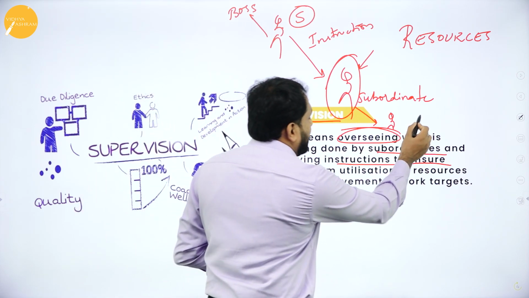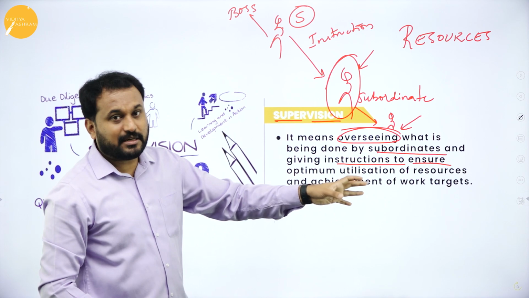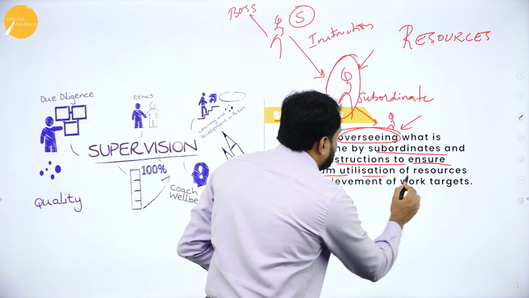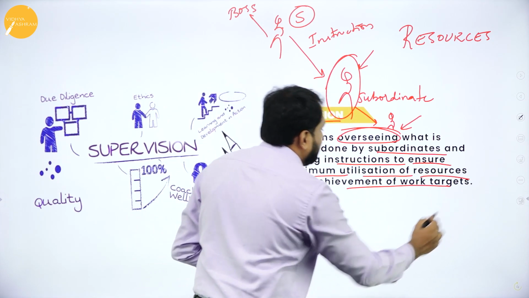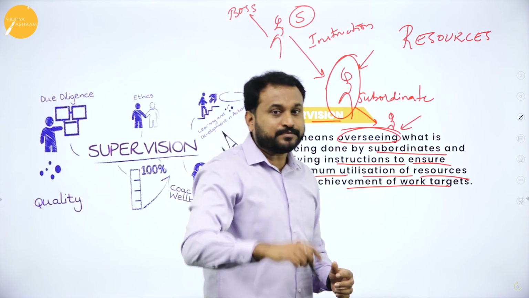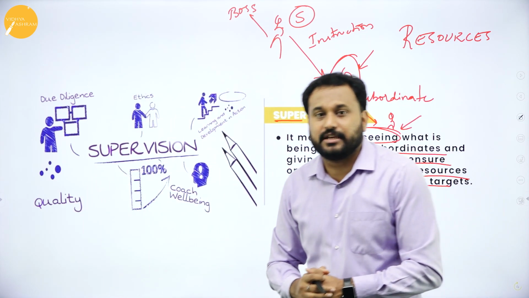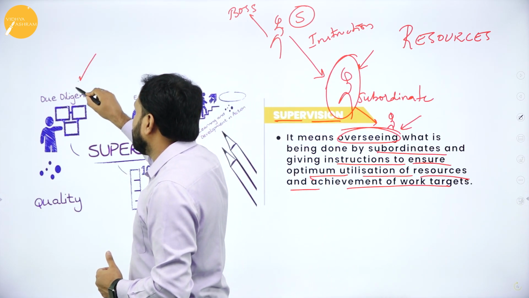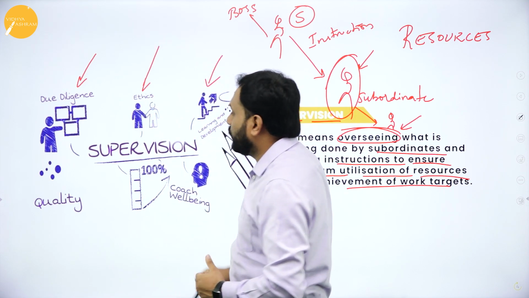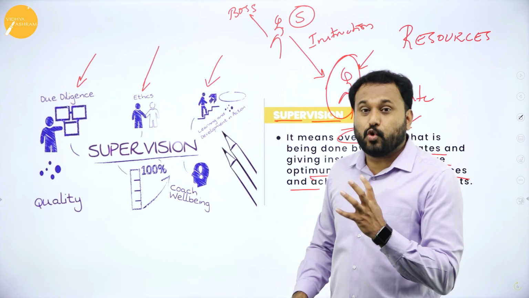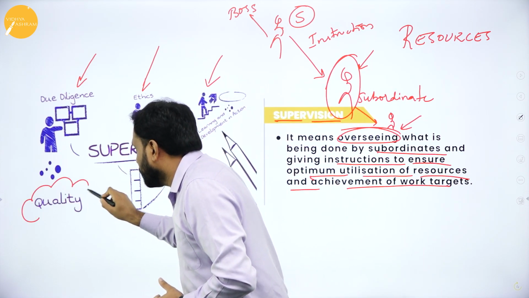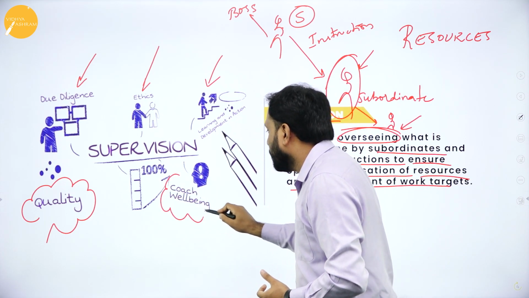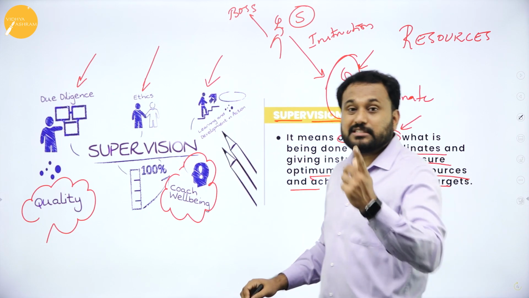Now it means overseeing. Overseeing what is being done by the subordinate. That is what you people are doing. And giving instruction to ensure optimum utilization of resources and achieve the work targets. That means what exactly you people want to achieve, you need to achieve. There are something called goals here. Please understand. Now when you go with these things, the ethics, the way you go with it. Now supervision is what? It is a quality basis. And here there will be a coach, and he will actually tell you what exactly you are supposed to do.